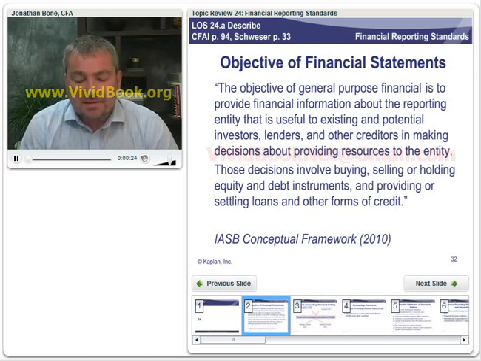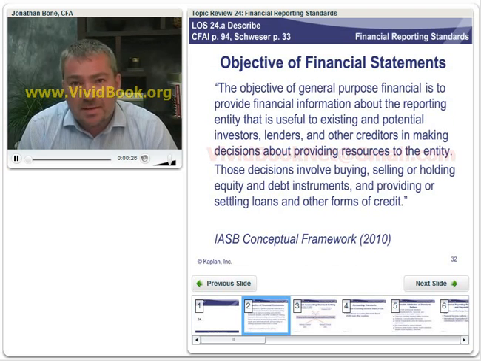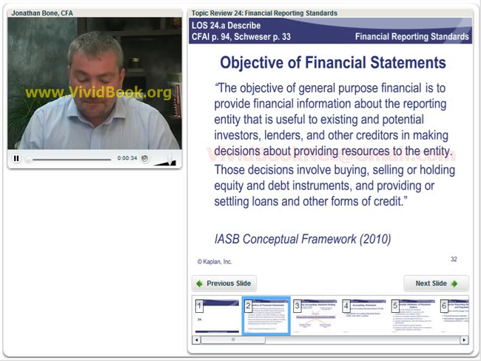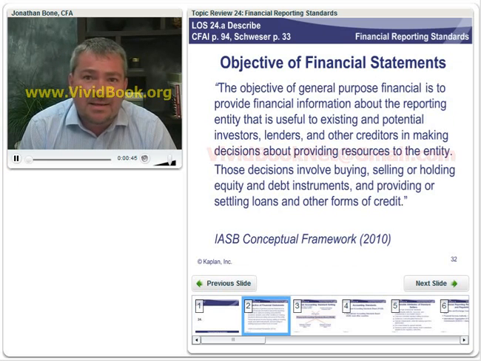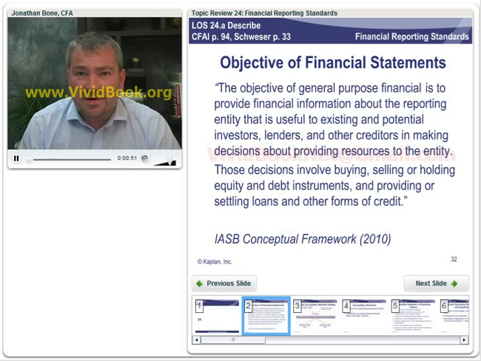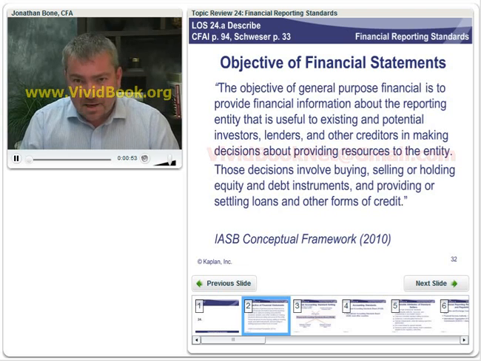Our first learning outcome is to describe the objective of financial statements. To do this, we're going to look at the International Accounting Standards Board's conceptual framework, first published in 2010. Notice it says the objective of general purpose financial statements is to provide financial information about the reporting entity that is useful to existing and potential investors, lenders, and other creditors in making decisions about providing resources to the entity. Okay, so let's sum that up.